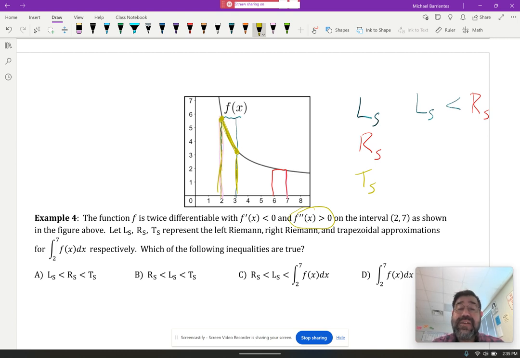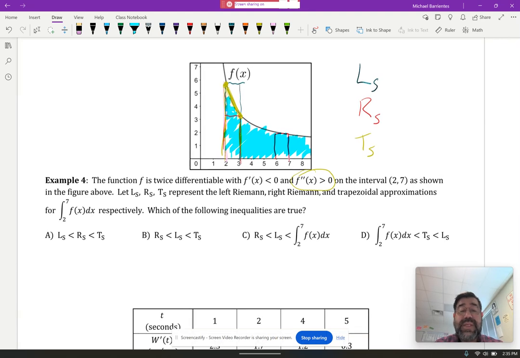The left side rectangle is definitely giving me more space than I need. Remember, we're looking for this shaded region. This would be the integral from 2 to 7. And the left-sided rectangle goes way above more than what I need. The trapezoid goes above, but a little bit more than what I need. And then the red one, the right-sided rectangle, gives me less than what I need. So in reality, I need to compare it to the actual value.